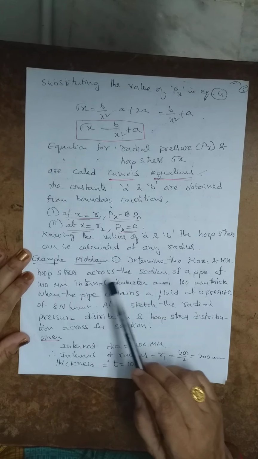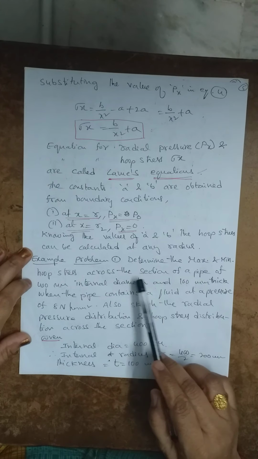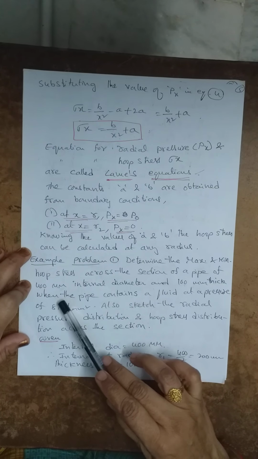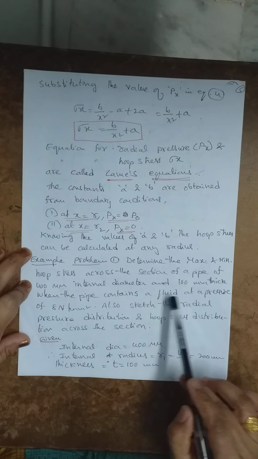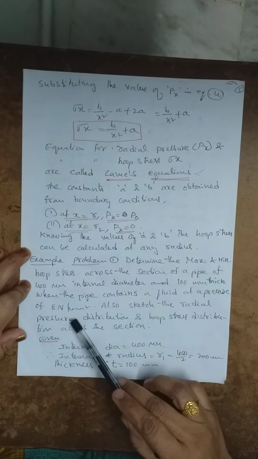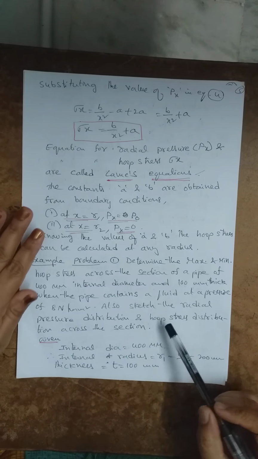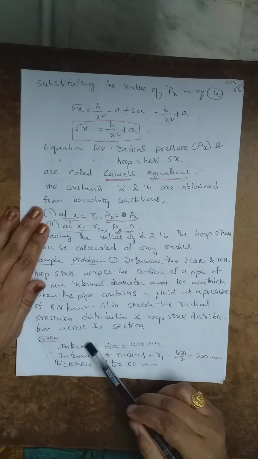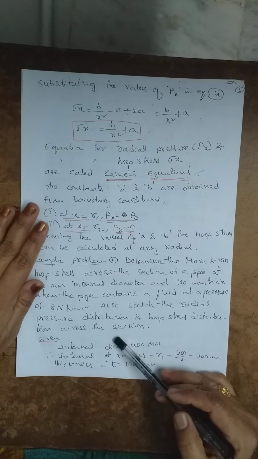We'll try to understand with a numerical example. Determine the maximum and minimum hoop stress across the section of a pipe of 400 mm internal diameter and 100 mm thick, when the pipe contains a fluid at a pressure of 8 newtons per square mm. Also sketch the radial pressure distribution and hoop stress distribution across the section. So this is the question given.